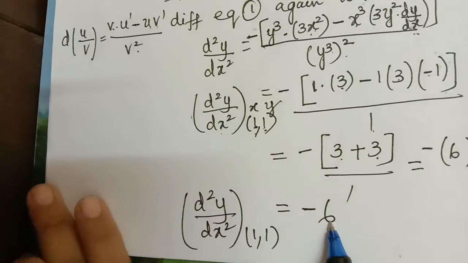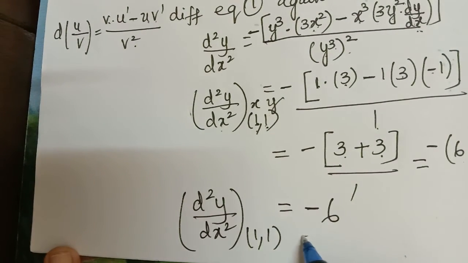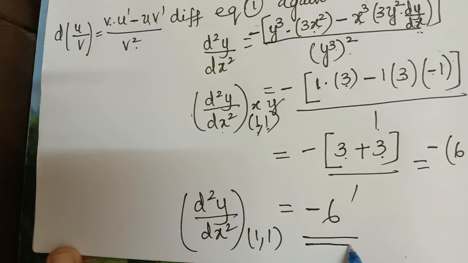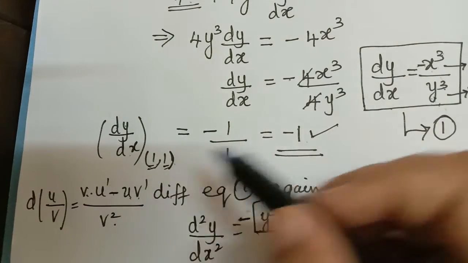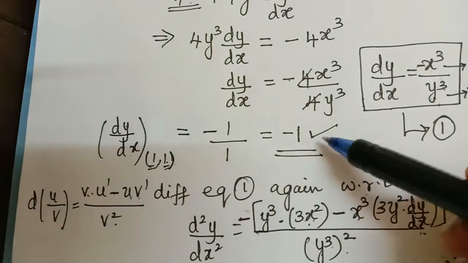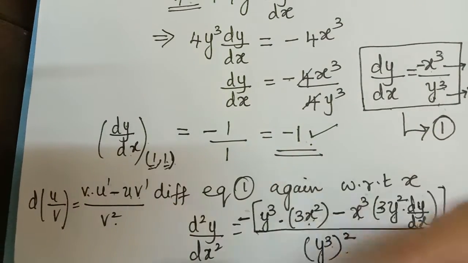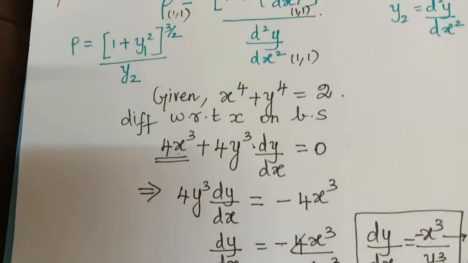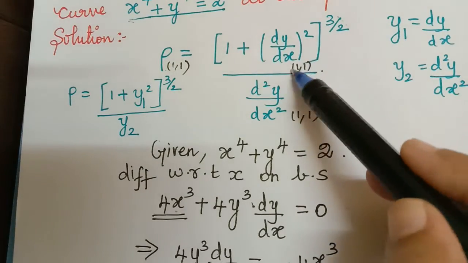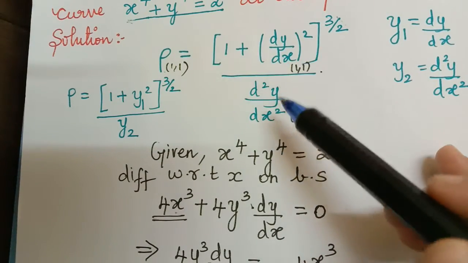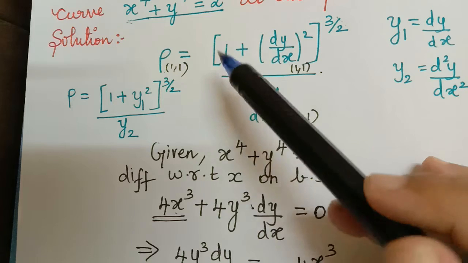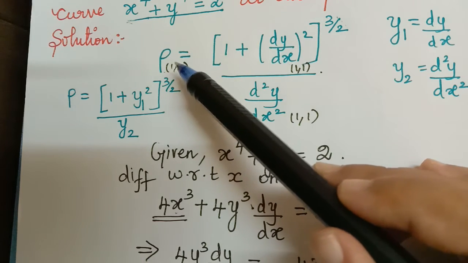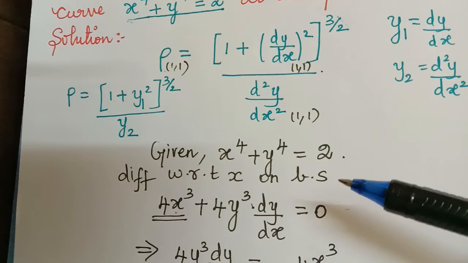Okay, so that we have to substitute. Now we have got d squared y by dx squared at the point (1, 1), and we have got dy by dx also at the point (1, 1) to be minus 1. Now we have to take these two and substitute in our radius of curvature formula, that is over here and here. So after substituting, we will be able to find the radius of curvature, which we will see now.